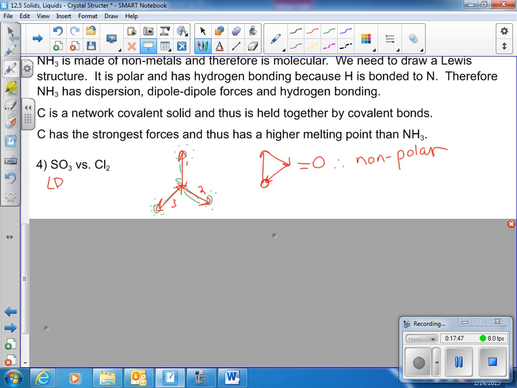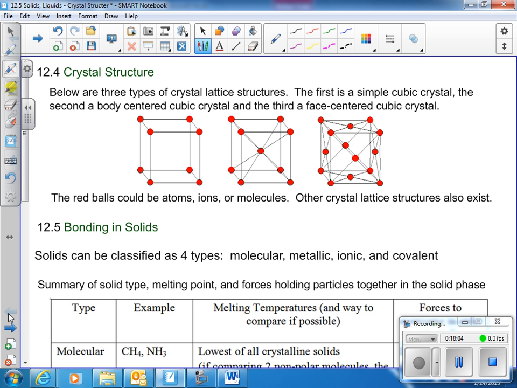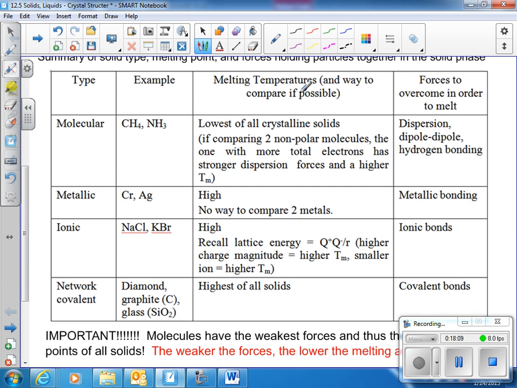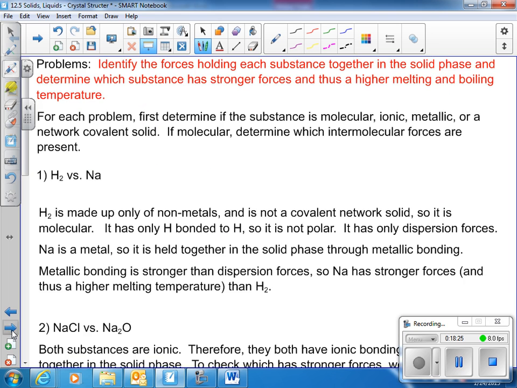Cl2, 2 nonmetals bonded together. The bond cannot be polar because it's a Cl bonded to a Cl. Therefore, Cl2 is nonpolar also. And when you have 2 things that are nonpolar, what do we have to check? Let's look in our handy-dandy chart: melting temps and way to compare if possible. So we know that these have very low melting temps. If you're comparing 2 nonpolar molecules, the one with more total electrons has stronger dispersion forces and a higher melting point. Okay, let's check it out.